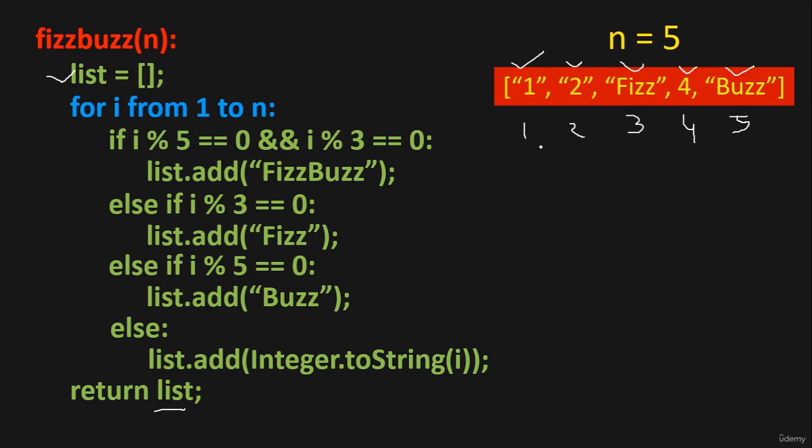Hope you've understood how to solve this problem. The solution will take big O of n time complexity, where n is the given input to this program, and it will take big O of n space complexity to construct the answer list.